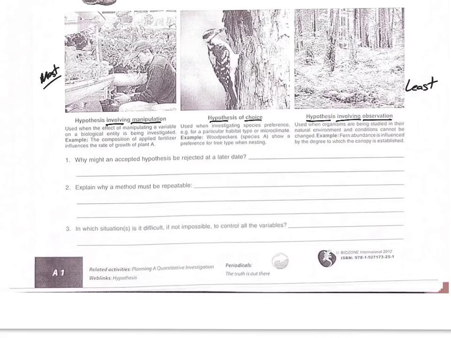So I think that should help you answer these questions. Of course, these three questions have to do with which one of these three you would choose for those particular questions. Are we good? Yes, ma'am.